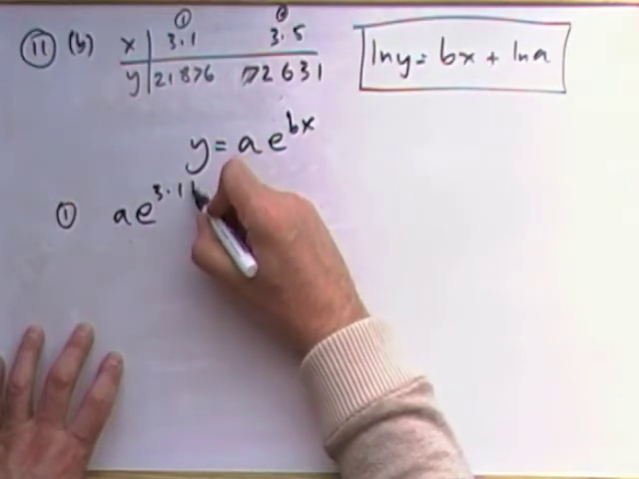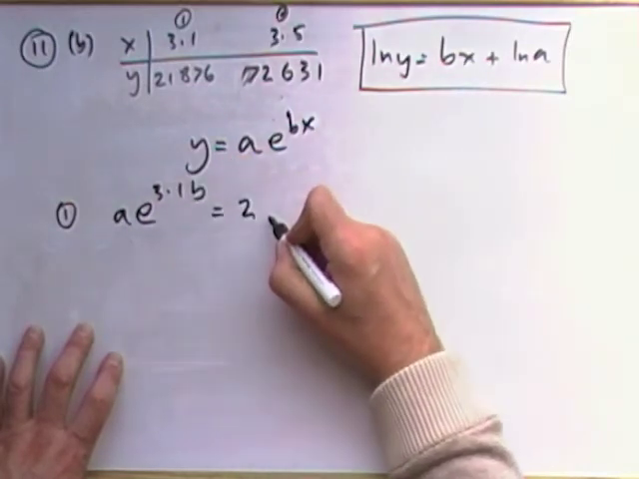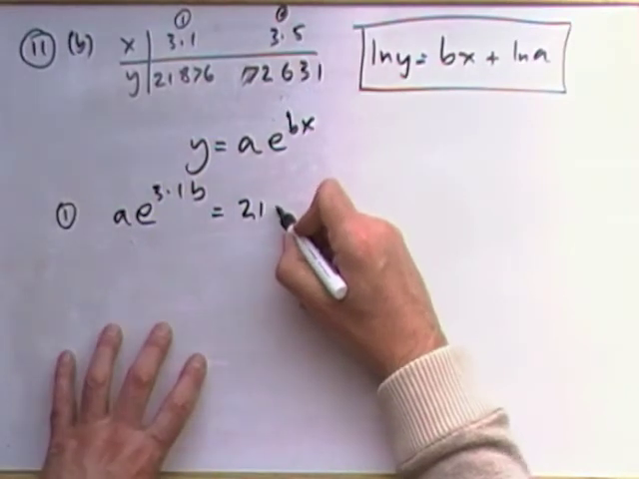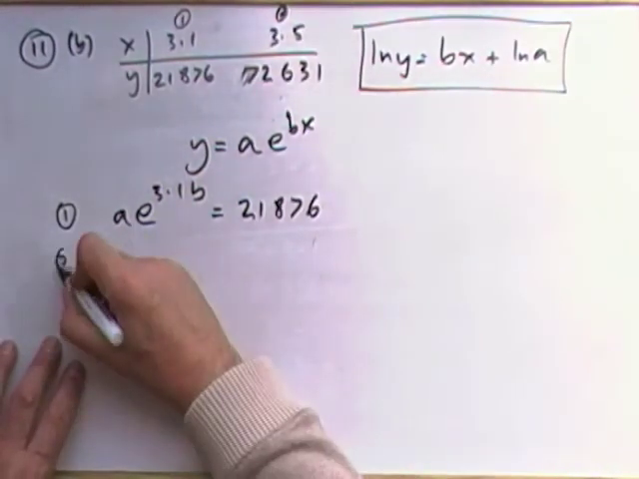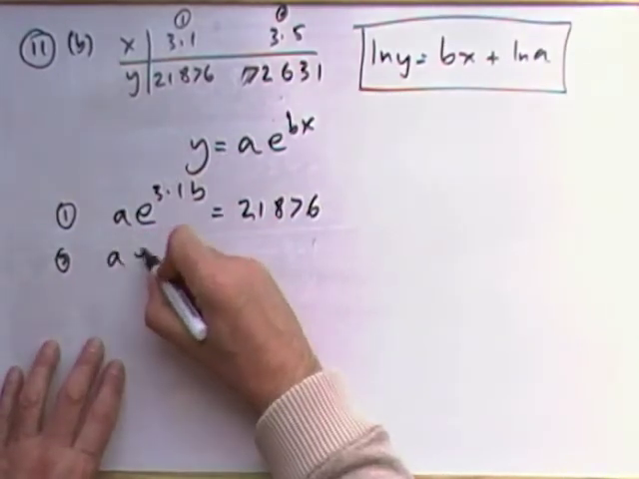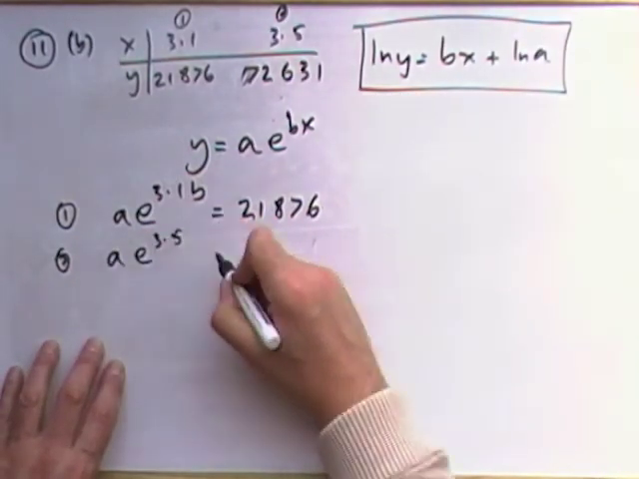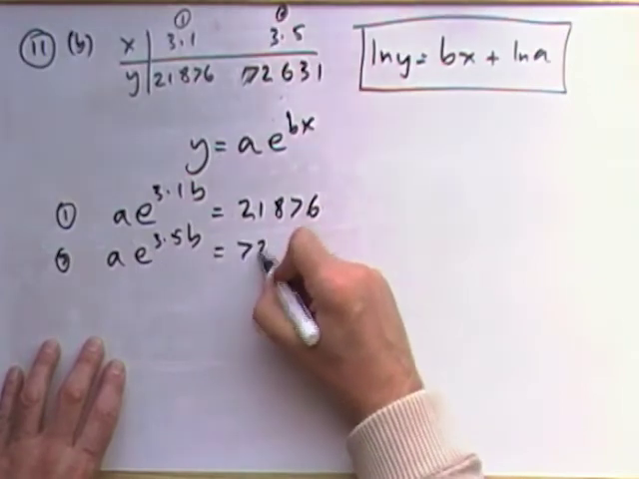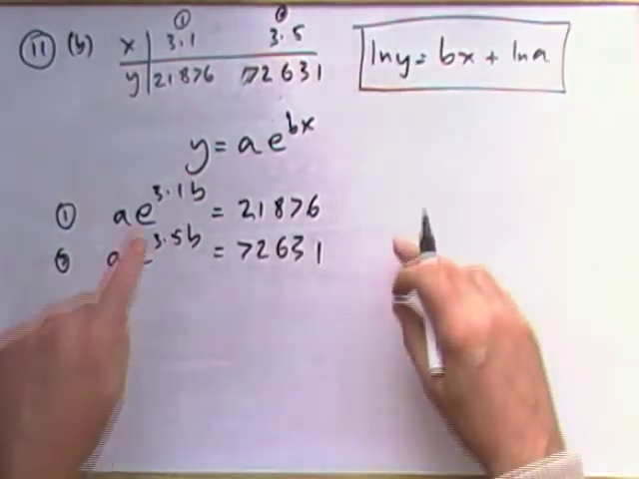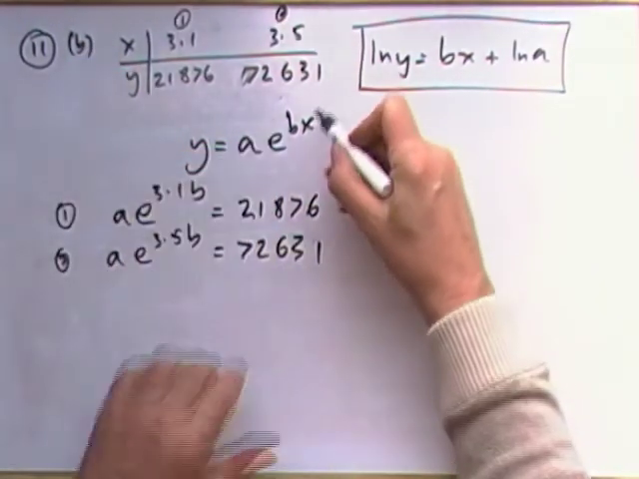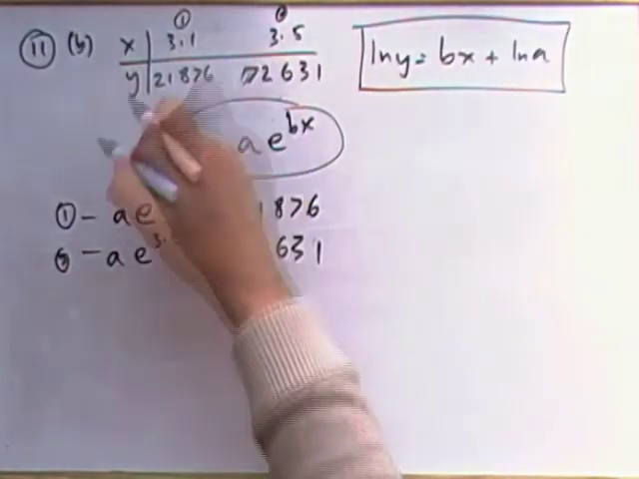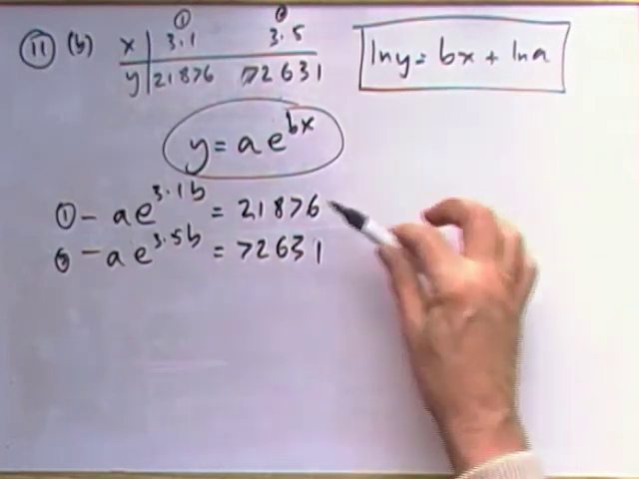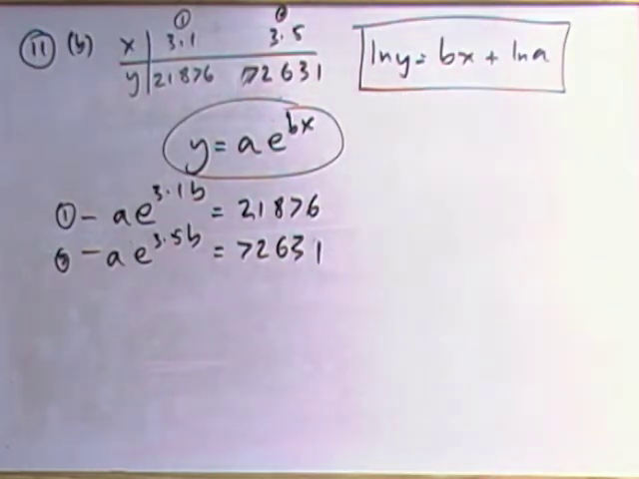For point 1, I've got ae to the 3.1b equals 21876. If I take point 2, I've got ae to the 3.5b equals 72631. That's just directly putting the y and the x into that original equation. And then I've got a pair of simultaneous equations, and there are different techniques for solving them.